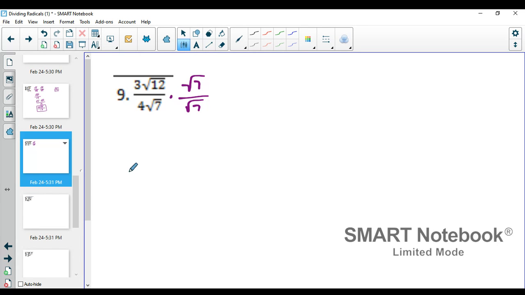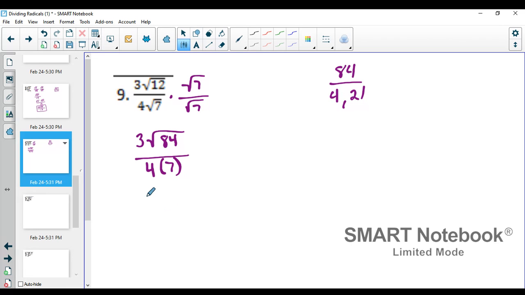So we have 3, and then 12 times 7 is 84. And then in the denominator, we have 4 times 7. So now the factors of 84, because I'm pretty sure we can simplify that. I believe 4 and 21 are the only ones that are going to work.